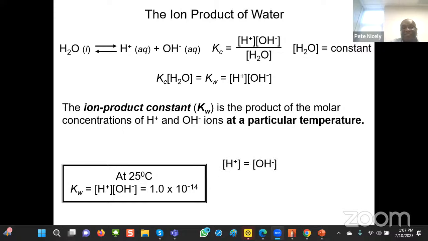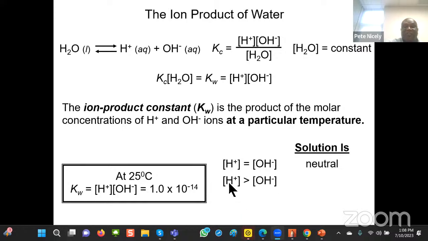Now, in pure water, the concentration of H plus and the concentration of hydroxide will be exactly the same. So this is what happens in pure water. And this is not only true for pure water, but other types of solutions as well. When we have this situation here, that solution is said to be neutral, right? Because the concentration of H plus and hydroxide are the same.